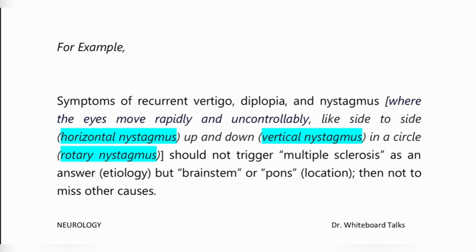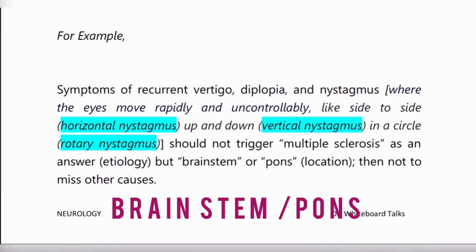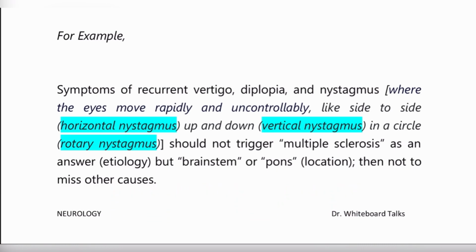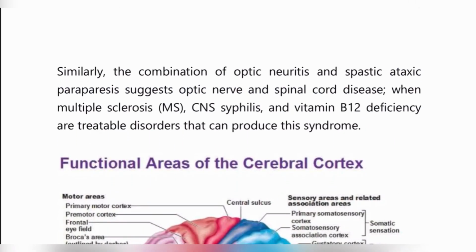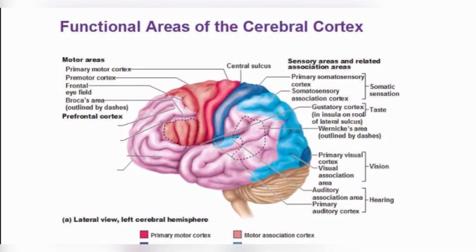Suppose a patient presents with recurrent vertigo, diplopia, and nystagmus, where there are rapid eye movements. There is a cause of brainstem or pons being affected, rather than a trigger; it is MS. Similarly, with the combination of optic neuritis and spastic ataxic paraplegia, there is a chance of optic nerve and spinal cord lesions. Now I'll be discussing the functional areas of the cerebral cortex.